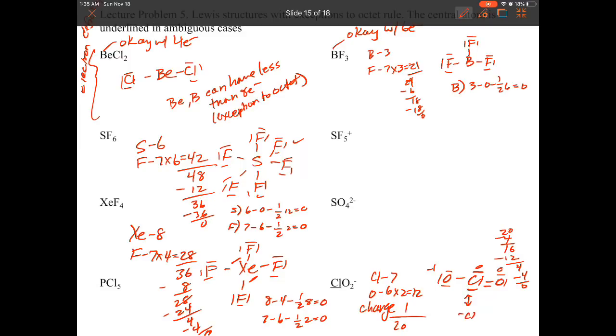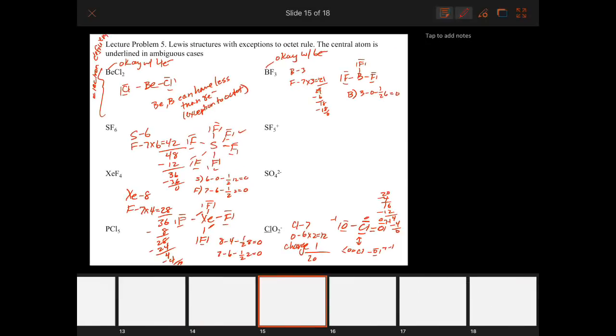And again, here is another case where you can have resonance. So we can draw the other Lewis structure for this. You're always looking for a case where you can have resonance. So here's another example of where you have expanded octet, and that expanded octet leads to a resonance structure.